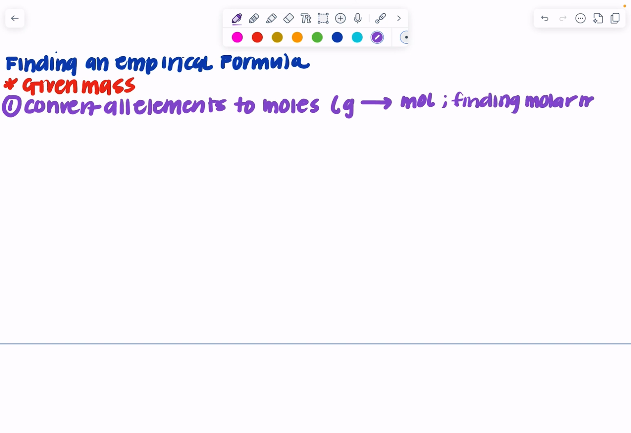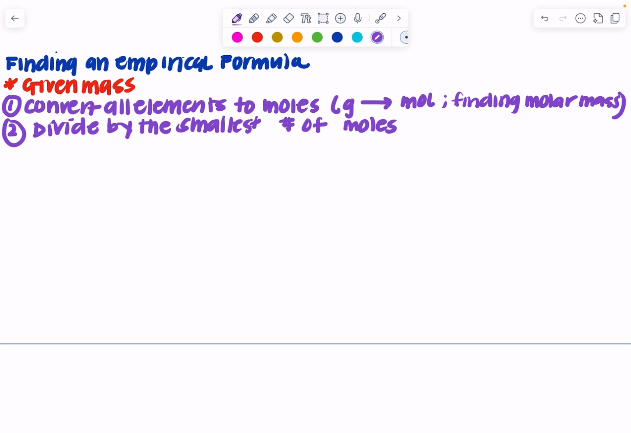We do that by looking at the periodic table. The second thing, and this is kind of the most fun part, is divide by the smallest number of moles. Once we do an example, this one will become a little bit more clear. And then we should get numbers that we can feed into our empirical formula.